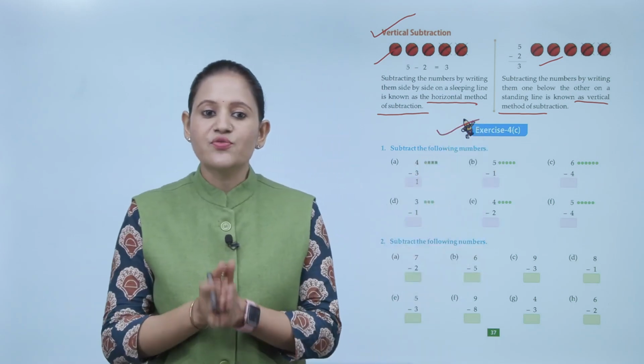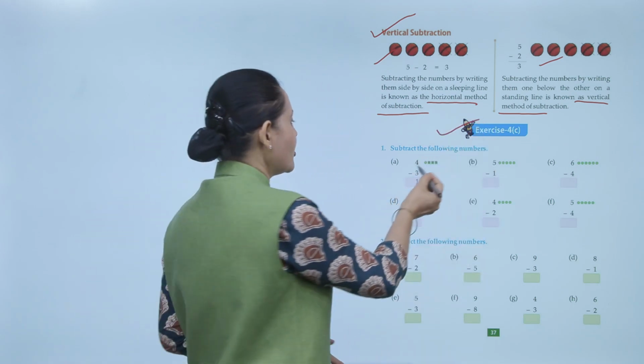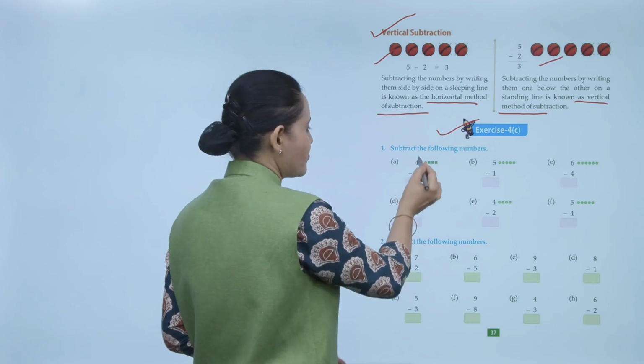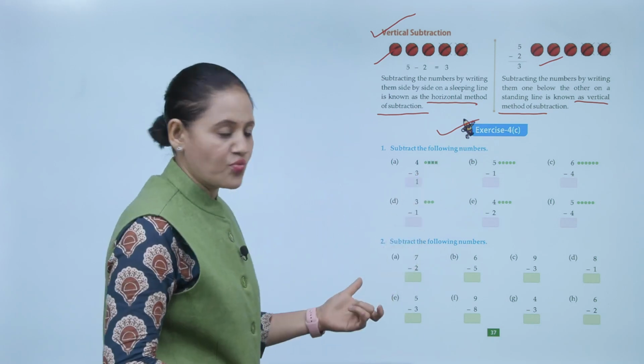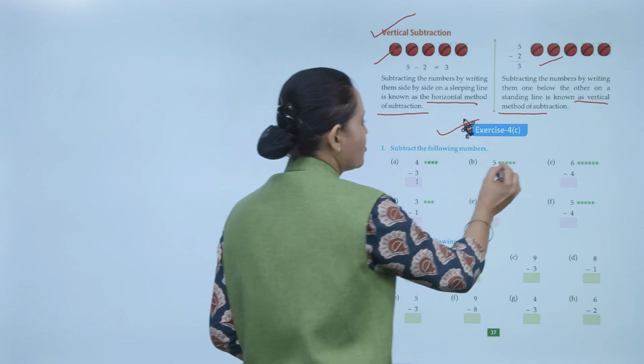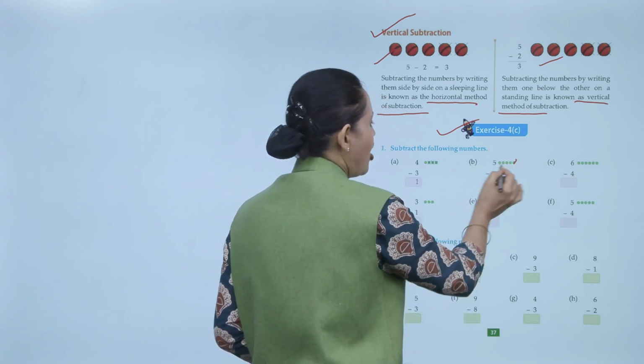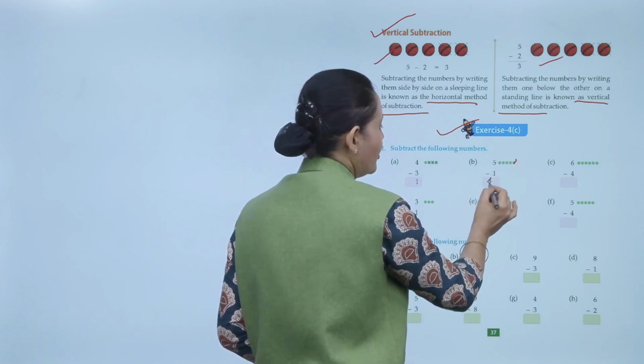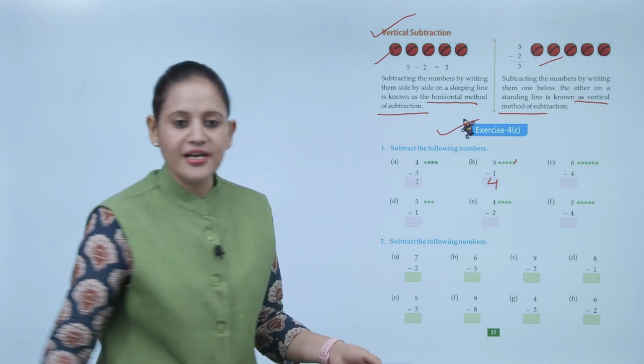Subtract the following numbers. 4 minus 3. So total 4. So we have crossed 3 because 4 में से हमें 3 subtract करना है, that is equals to 1. 5 minus 1. So we'll cross the 1. How much left? 1, 2, 3, 4. So answer is 4. Clear?